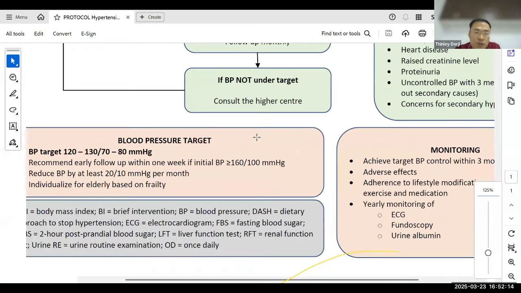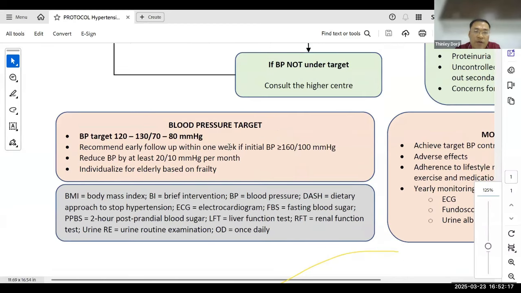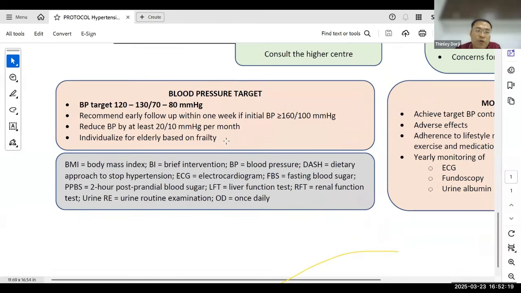Thus, now coming to the bottom part of the protocol where we have mentioned the target. If a person has been newly started on hypertension medication, the recommended reduction of BP that you have to target is to reduce it by 20/10 per month. This means that you can be patient and you don't have to be so aggressive in bringing the BP down in a couple of days. So you can reduce the BP by 20/10 per month.